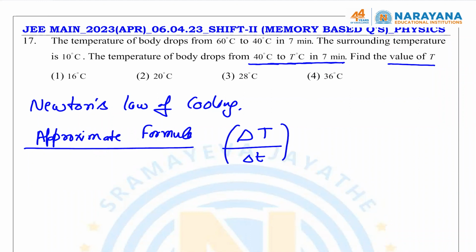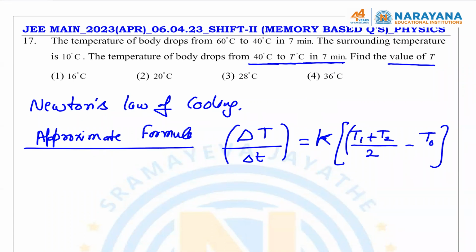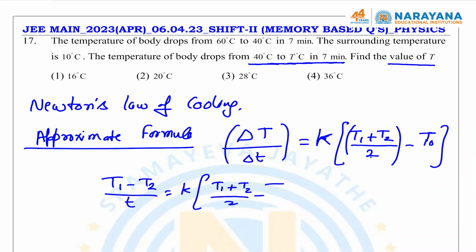So this is the average rate of cooling. This is equal to K times some constant times average temperature difference. So if the body temperature goes down from T1 to T2 in the surrounding of temperature T0, then average temperature of the body while it cools down from T1 to T2 is taken as arithmetic mean, and T0 is the surrounding temperature. So T1 minus T2 by T is equal to K times T1 plus T2 by 2 minus T0. This is the formula to be used in this.